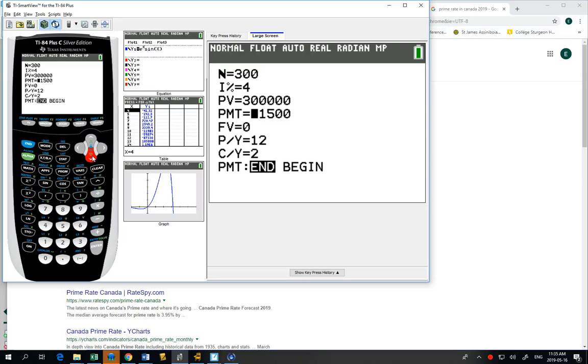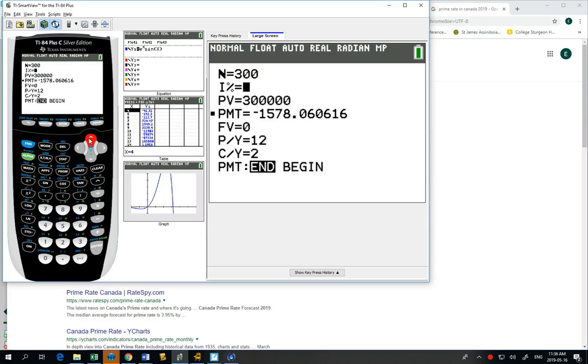Because mortgages are almost always compounded over 25 years. You pay for them for 25 years. You buy it when you're 25, it's paid off when you're 50. Whew. Okay? So we go Alpha Solve, and it says it's going to cost you $1,600 a month if you want to buy a $300,000 house at 4%.